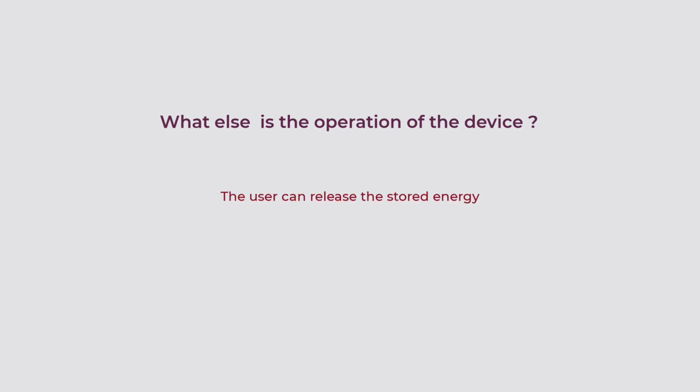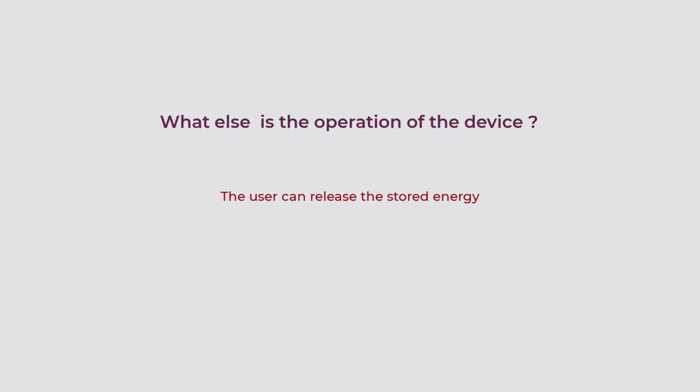Let's do another iteration. We iterate again by asking what else is the operation of the device. We can imagine that after the user stores the energy, the user has the option when to release the energy. So we can write, the user can release the stored energy. We can continue iterating until we achieve a balanced primary concept that combines generic and specific terms effectively.